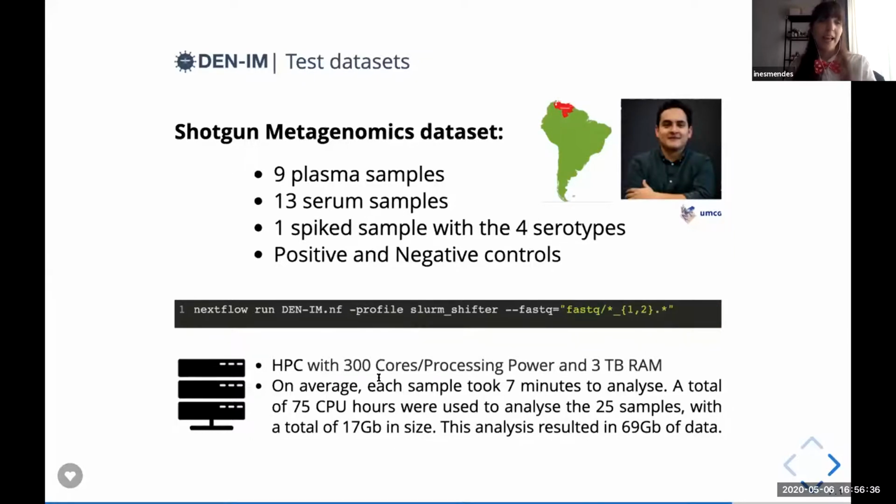I have to admit, I had a beefy machine to run this on. And on average, it took 7 minutes to analyze each sample. But again, I had a beefy machine. So this might change according to the power that you have available, especially the mapping steps are the most heavy because they rely on Bowtie.